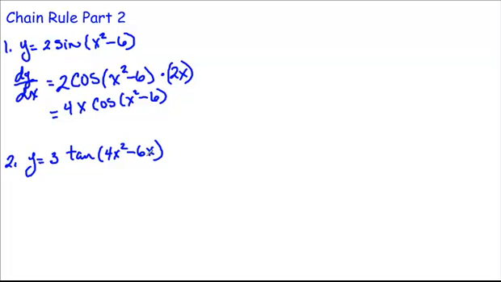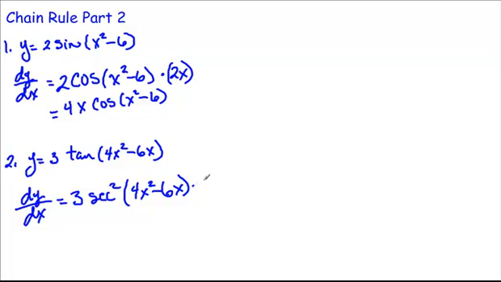Okay, not bad problem. So we take the derivative. Remember, it's just the 3, then the secant squared. Rewrite the inside, keep it intact, and then multiply it times the derivative of the inside. So this would be 8x minus 6.